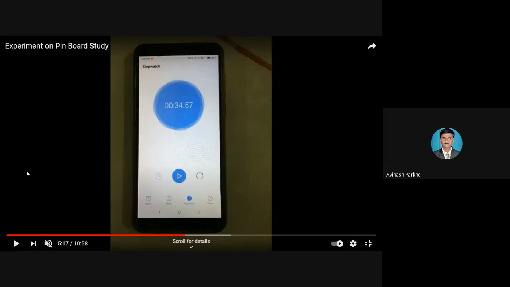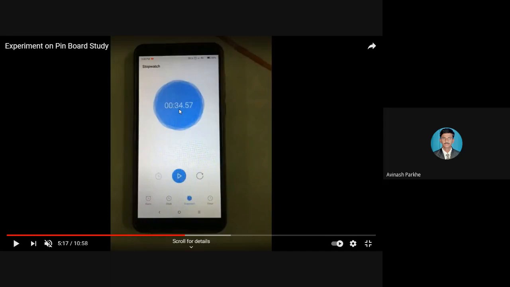But in the second case, what have I done? I have used my left hand and my right hand, and I am inserting the pins column wise. Once the first column is over, then second, then third. And how much time is required? Only 34 seconds. That means 10 seconds less time is required as compared to the previous method.